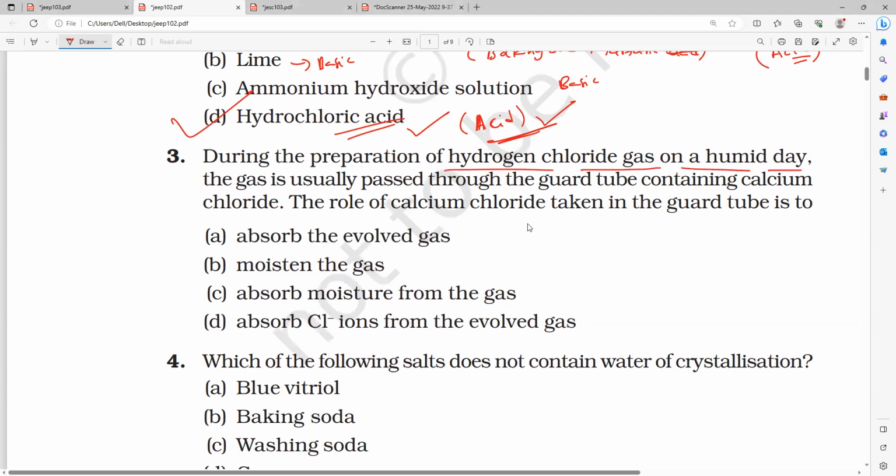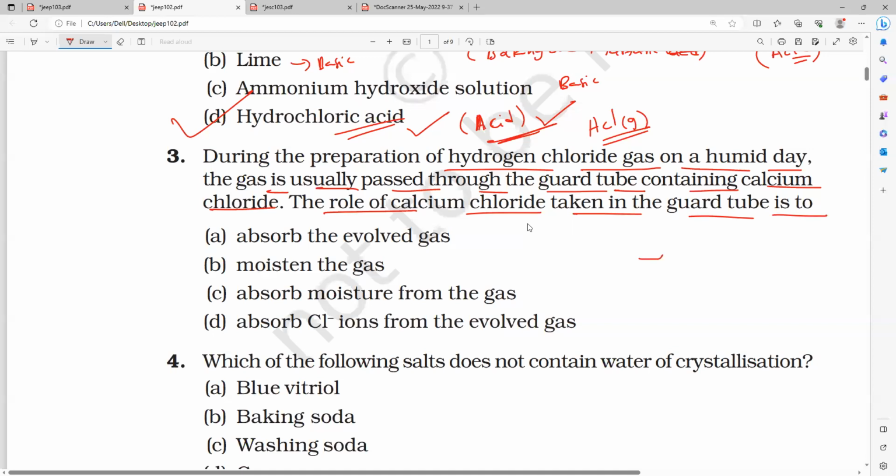gas on a humid day, the gas is usually passed through the guard tube containing calcium chloride. The role of calcium chloride taken in the guard tube, recently in the third chapter also I have taught you the same thing. I have shown you that picture also. Hydrogen chloride gas means HCl gas. It is not an acid. It is not in aqueous state. It is in gaseous state.